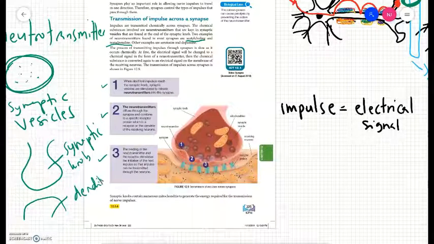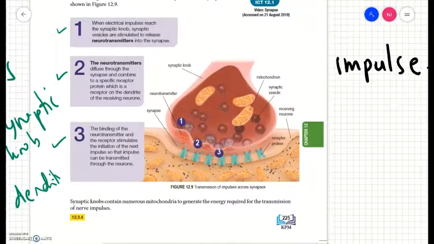Okay, mari kita tengok yang gambar aja lebih jelas lah di sini. Okay, so the first one, what happened is when electrical impulse, I'm referring to number 1, when electrical impulse reaches the synaptic knob, synaptic vesicles are stimulated to release neurotransmitter into the synapse. Okay, so let's see. Inilah ni yang vesicle bulat-bulat ni. Bulat ni synaptic vesicle. It has a neurotransmitter. Bila terima electrical impulse, it will stimulate to release pergi synapse yang ada gap tadi tu.